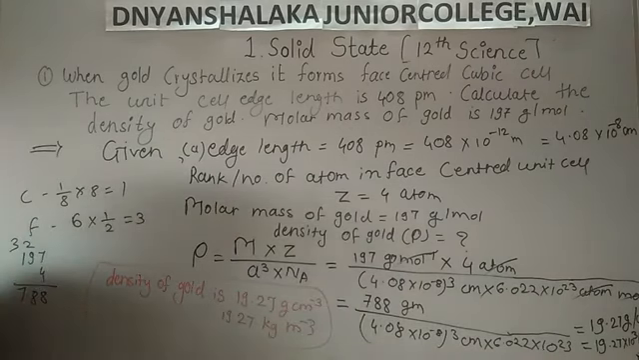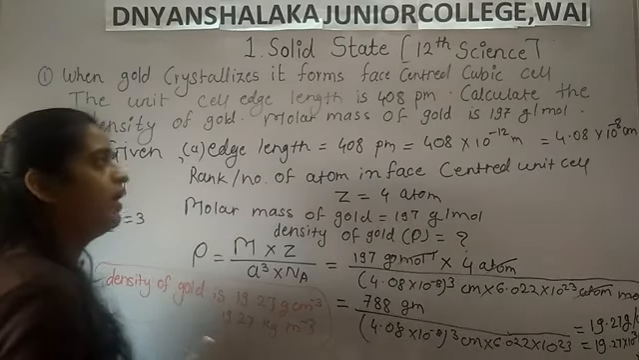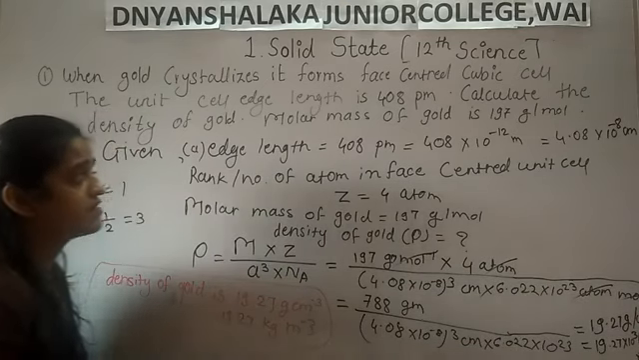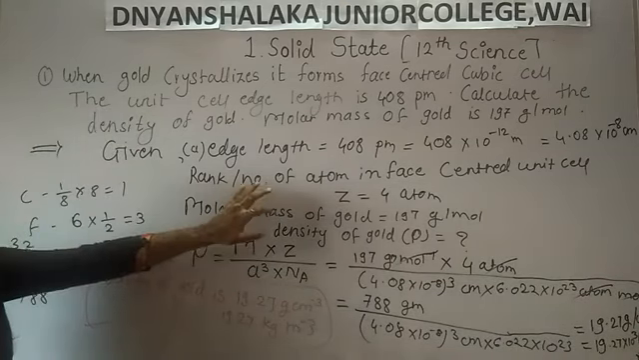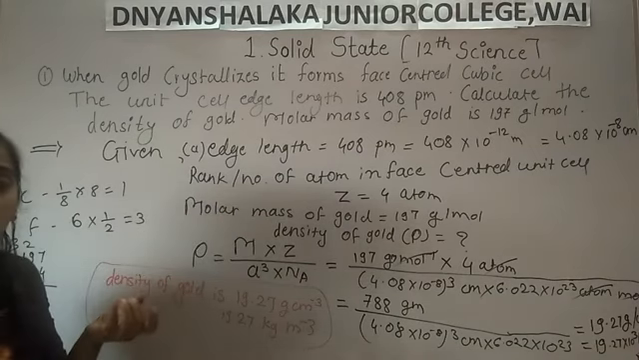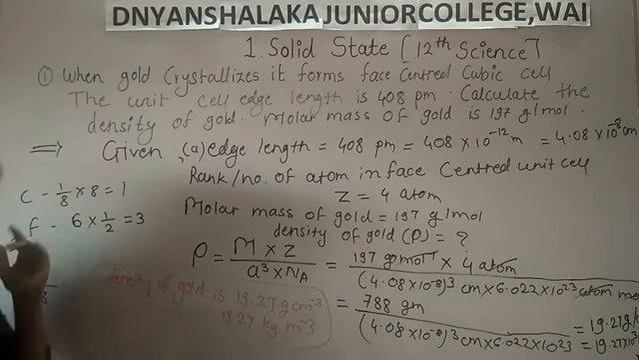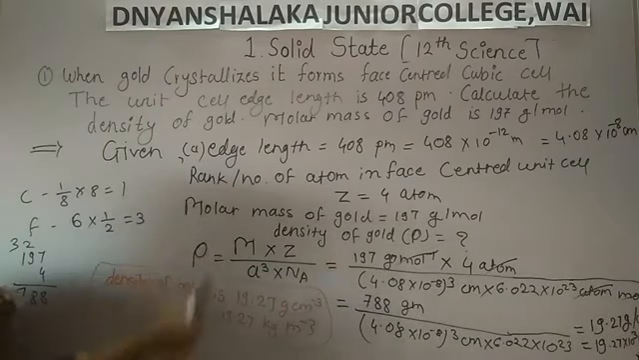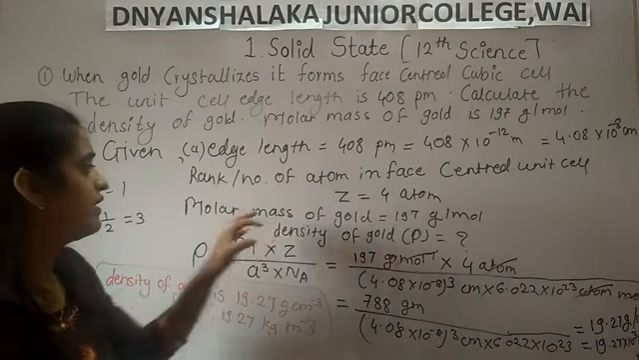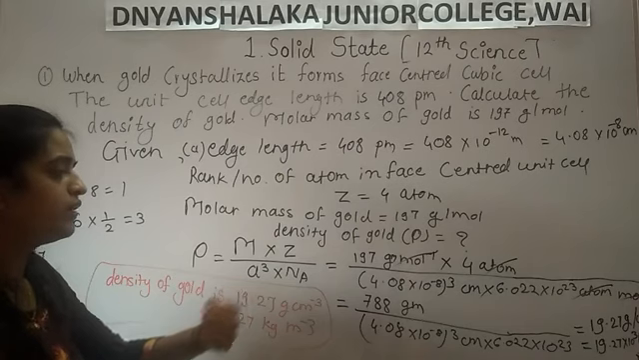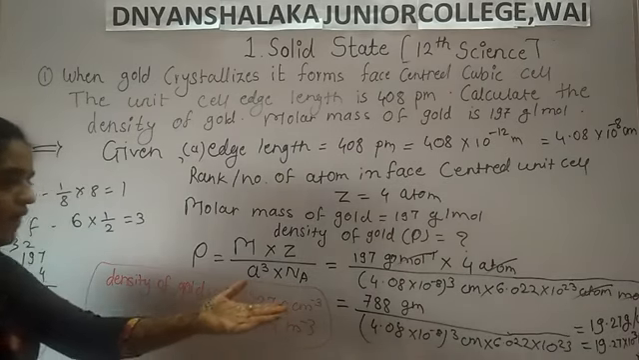In the given example we have to understand first the given values. What is a given value? We convert picometer into centimeter for edge length, and we have to know the rank of unit cell: in face centered unit cell, 4 atoms, and body centered and simple, we studied in the last lecture. So we calculate this Z. Z in FCC is 4 atoms. Molar mass of gold is given, and we have to find the density. Putting these values, we find the final answer.